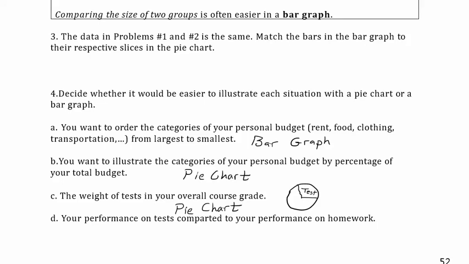Part D, your performance on tests compared to your performance on homework. So if I was comparing a part of my grade to another part of my grade, a bar chart might be nice for this. So we could do a bar chart for test weight and homework weight, like what percentage of your grade is affected by these things, tests, homework, projects, whatever, as opposed to a pie chart would tell us how those tests compare to the overall course grade, comparing those two things.